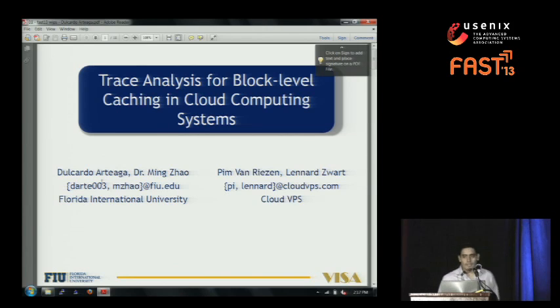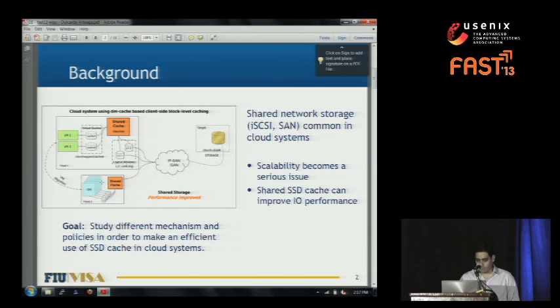Thank you. Good afternoon. I'm here to present a trace analysis on block-level caching for cloud computing systems. This is collaborative work between Florida International University and CloudBPS, a cloud provider in Europe. As background, cloud systems traditionally use network storage to store the virtual machines' disks. Multiple hosts holding multiple virtual machines share the same network storage in order to provide virtual machine migration and other features that this allows.